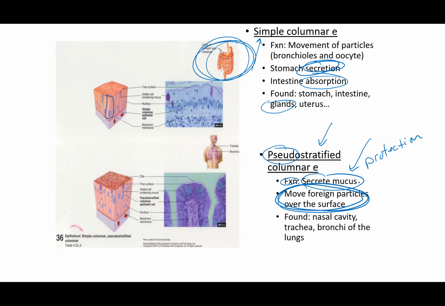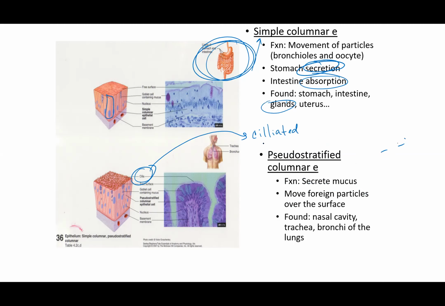Now I'm going to add a word here, and that's the cilia. Actually, this would be called ciliated, pseudostratified columnar epithelium. Okay, that's a more accurate word. So if you look closely, you can see the cilia. That little fuzz right there, that's the cilia.